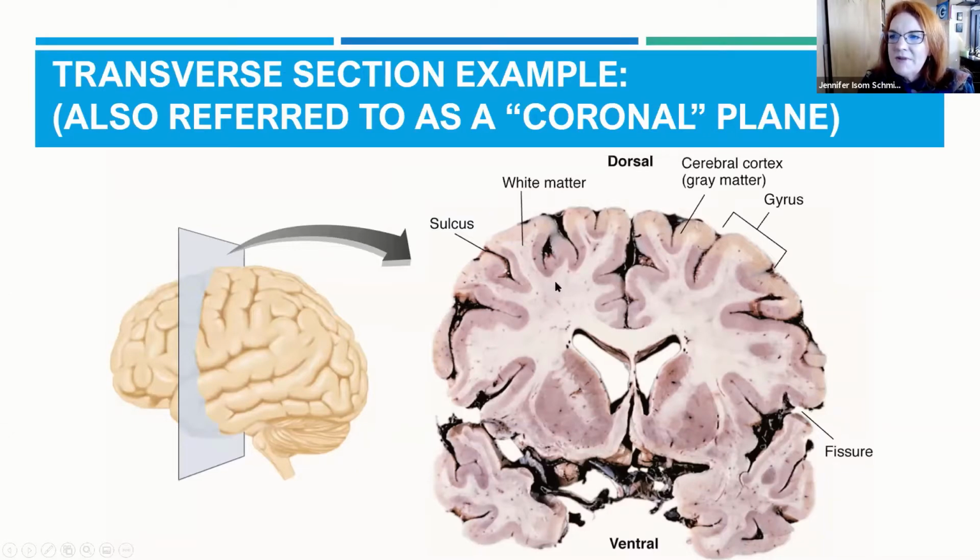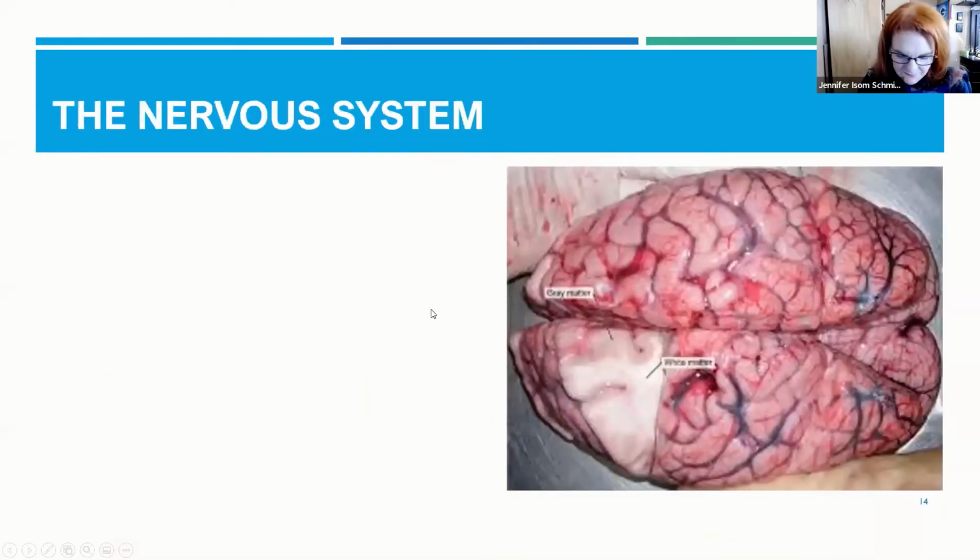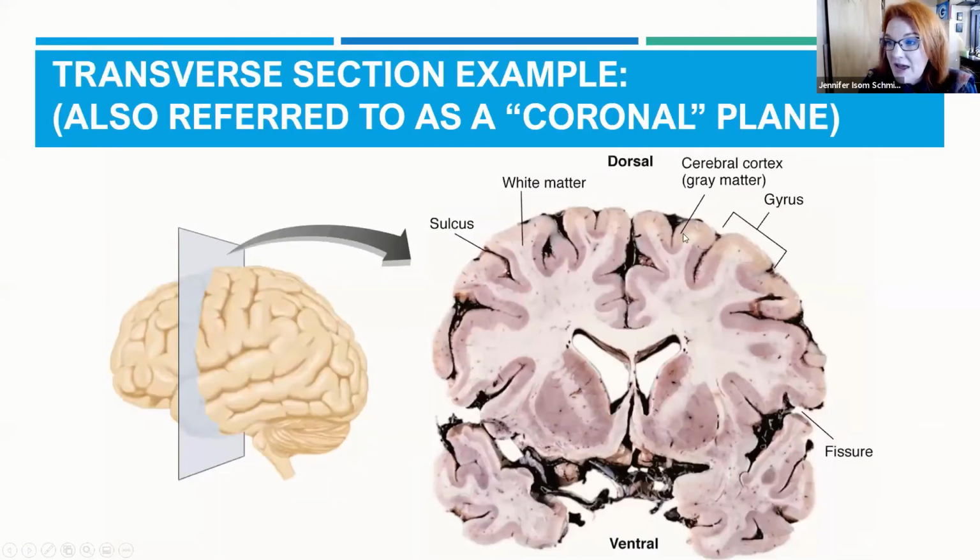But what's really cool about this transverse cut is that you can also see the gray and white matter in the brain. So we see the little bumps and valleys, the ridges and valleys that we know as gyri and sulci. I'll talk about those in a few minutes. But we can also see inside the cortex here, you can see what's called white matter and gray matter.